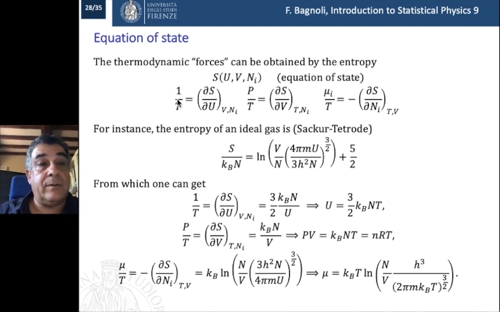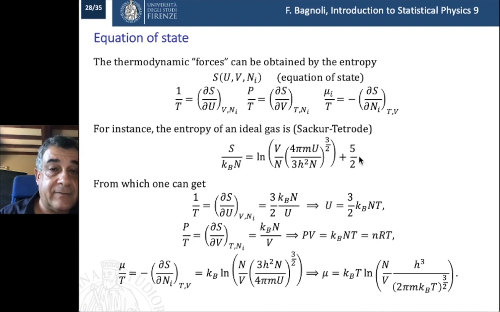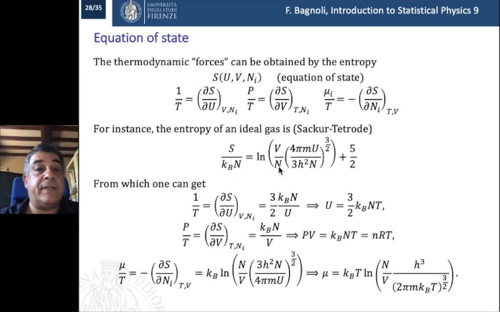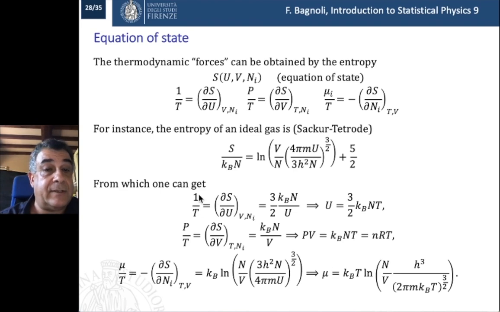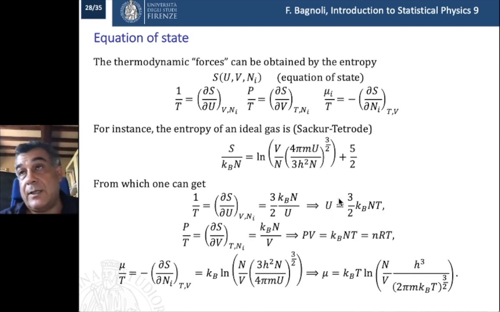Okay, now in this axiomatic formulation of thermodynamics, the equation of state is just the expression of the entropy in terms of all extensive quantities. For instance, this is the Sackur-Tetrode equation that says how the entropy depends on all extensive variables, so the number of particles, the volume, and the internal energy. And from this, I can take the derivatives. I find that the temperature is given by this derivative, and this implies that I can use it to obtain U in terms of the temperature, which is one of the results that will come.